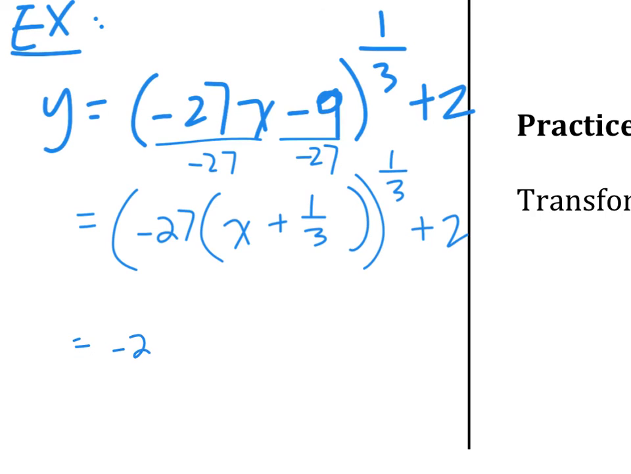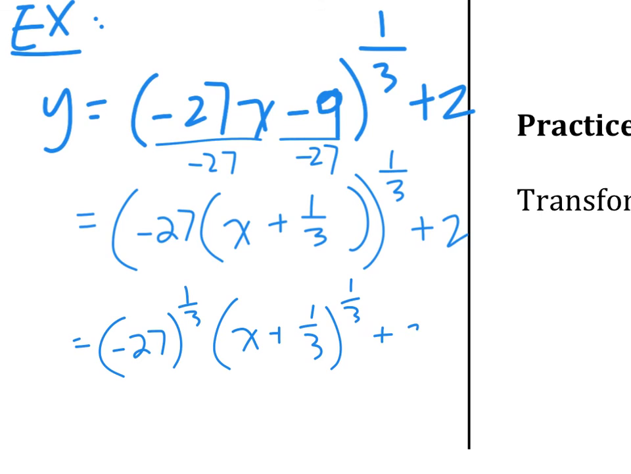So this is going to be negative 27 to the 1/3, and then x plus 1/3 to the 1/3, and that's still a plus 2. Okay, so simplify from here. You need the transformations and graph it. Let me know when you are done.